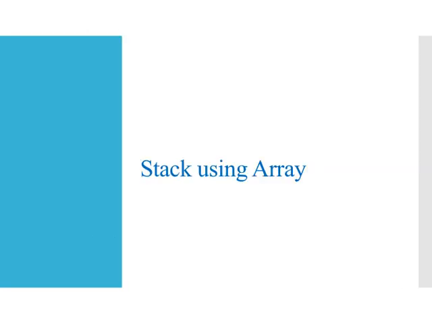Today, we're going to look at how stacks can be implemented using arrays. A stack, as you know, is a data structure that follows the last in, first out principle. When we use an array to implement a stack, we essentially use the array's indices to keep track of the top element. The key idea is to maintain a variable, often called top, that indicates the position of the last inserted element.